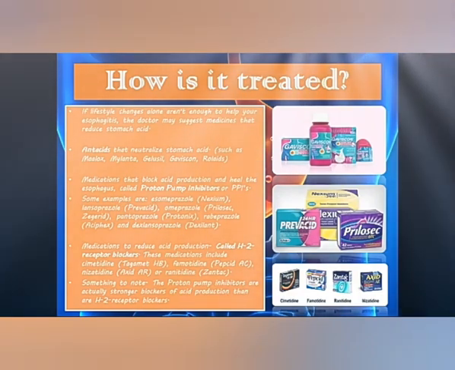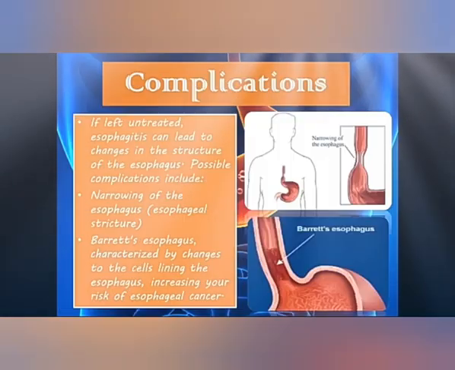We could also use medications to reduce acid production, which are called H2 receptor blockers, and these medications include cimetidine, famotidine, nizatidine, or ranitidine. And something to note here is the proton pump inhibitors are actually stronger blockers of acid production than the H2 receptor blockers. The picture on the right is Gaviscon, which is an antacid. Below we have some examples of proton pump inhibitors. And lastly, we have some H2 receptor blockers.